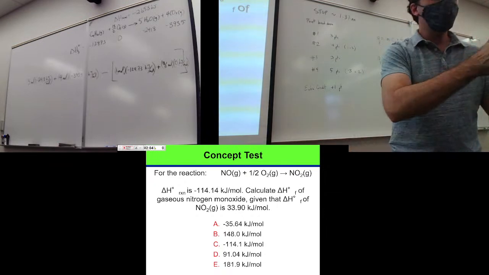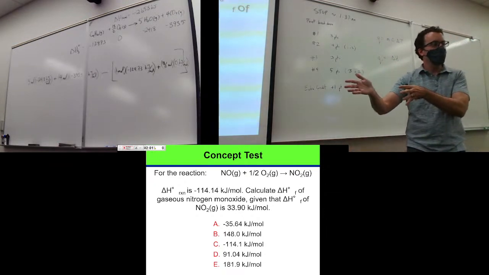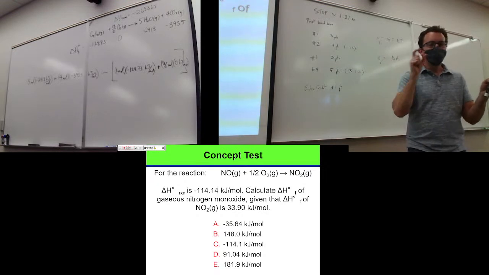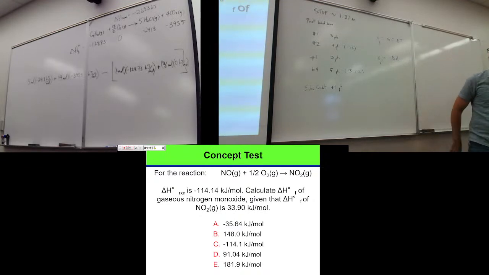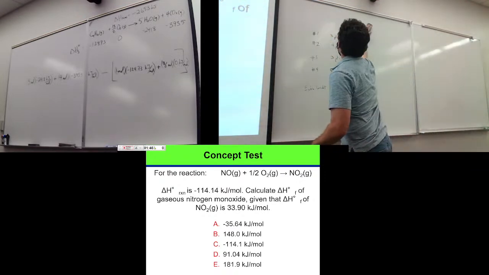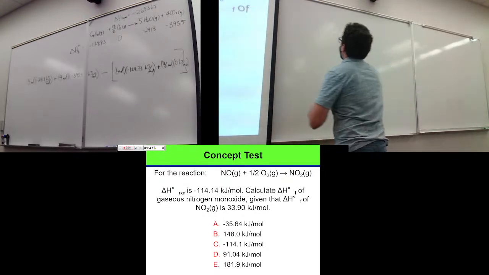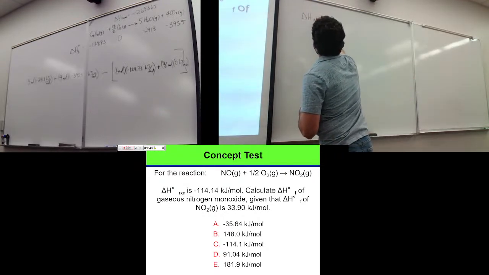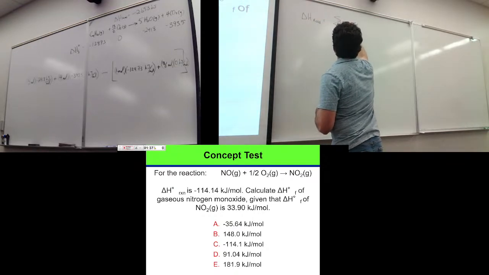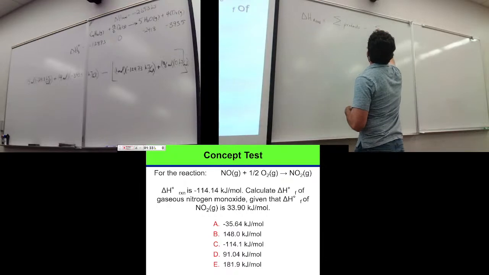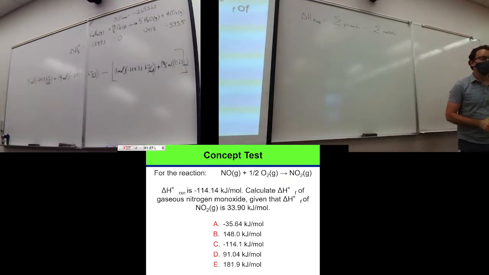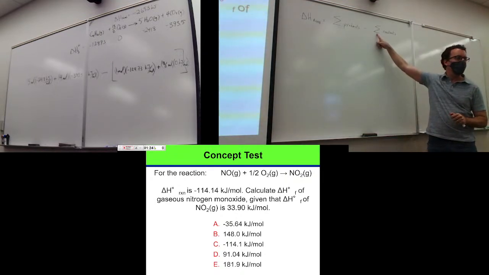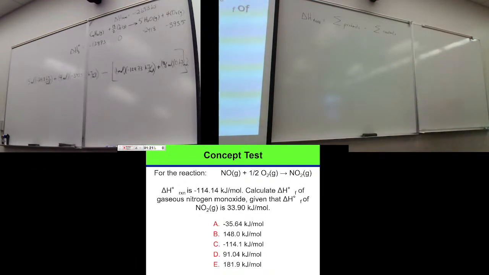So set this up: products minus reactants is equal to delta H reaction. Plug in what you know. The thing that's missing, you can make it a variable and solve for it. Again, that's capital sigma. In math, that means sum of. That's all.